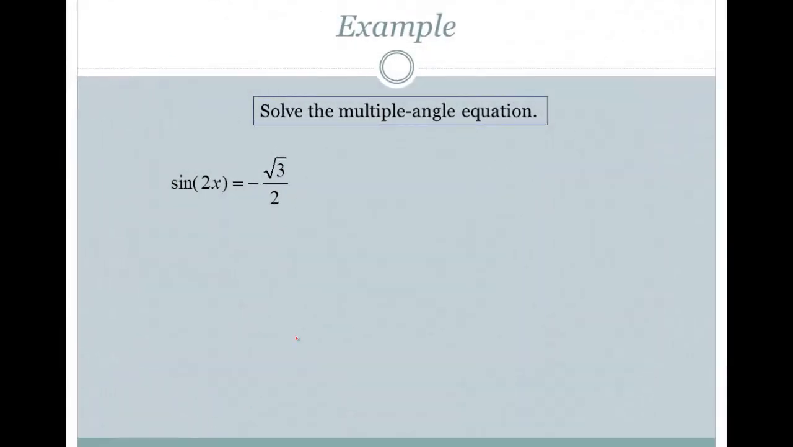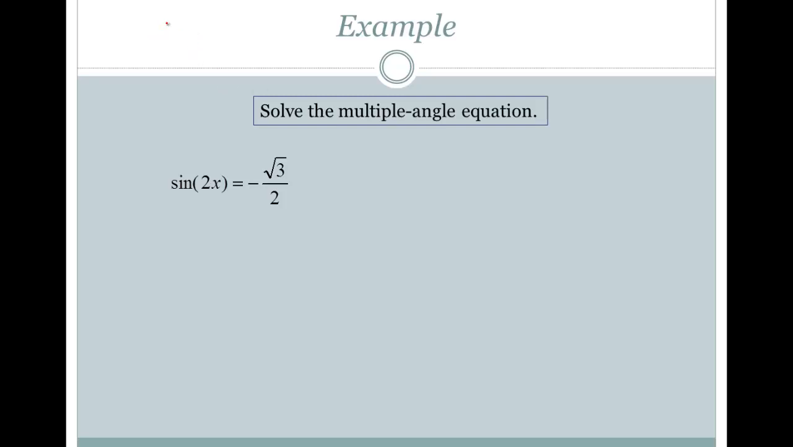Now let's look at a multiple angle one. This one's a little bit different because we have sine of 2x. A couple things are going to happen here. We still want to think about using arc sine to get rid of the sine function, which is fine, but we also have to make use of the fact that the period here is equal to just pi.